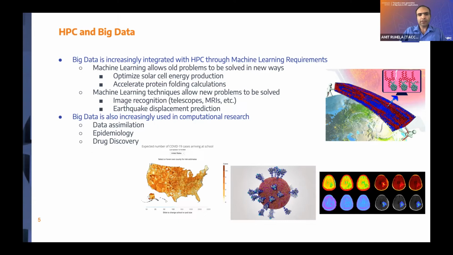And the data comes from a variety of hardware or resources, for example, telescopes, MRIs, and even people. So there are some applications which study how earthquake displacement impacts buildings or cities, etc. Big data applications were also traditionally popular, which require a lot of computational research. For example, data assimilation applications combine data from multiple resources, study the current state, and look to the future.